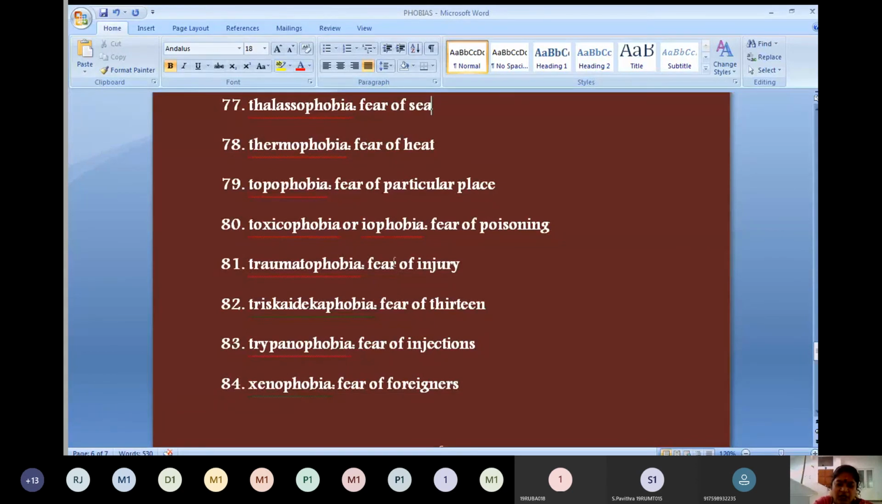Then fear of injury, காயத்தை பார்த்து பயப்படுறது. Traumatophobia. Then some of the people will be afraid of the number 13. If they see the number 13, they won't even live in that house. Okay. So fear of 13 is called triskaidekaphobia. Then fear of injections, ஊசி போடுறதுக்கு பார்த்து பயப்படுறது. Trypanophobia. Fear of injections, trypanophobia.